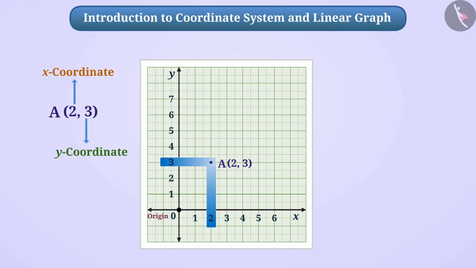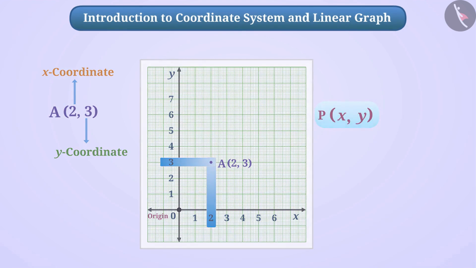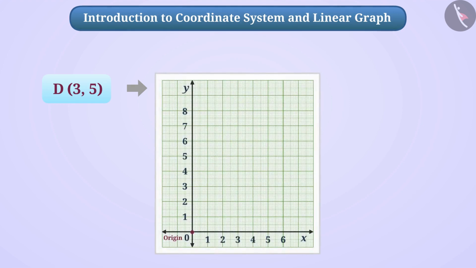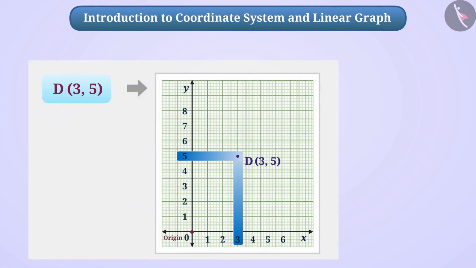Similarly, the position of point P on the graph can be expressed in the form of x-coordinate and y-coordinate, (x, y), in this way. If we are given the coordinate of a point, then with the help of these, we can determine the position of the point in the plane. This process is called plotting of points.